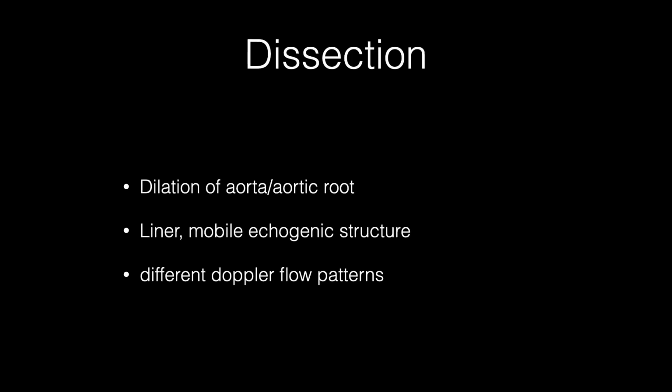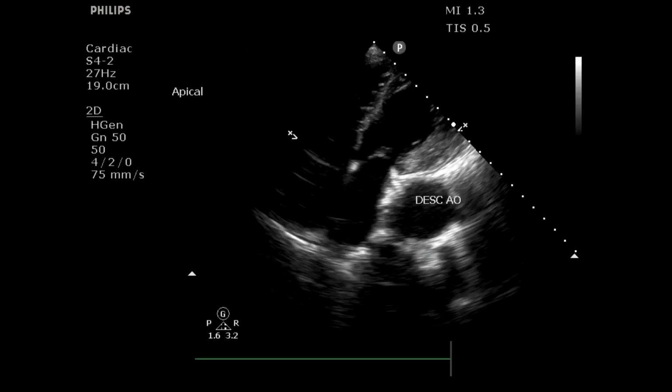And if you put color Doppler on it, what you might see is a differential in the color Doppler flow patterns between the true and the false lumen. It's hard to tell which one's which, but you should see different velocities in the true and the false lumen. And there's a couple different ways that you can look at this.